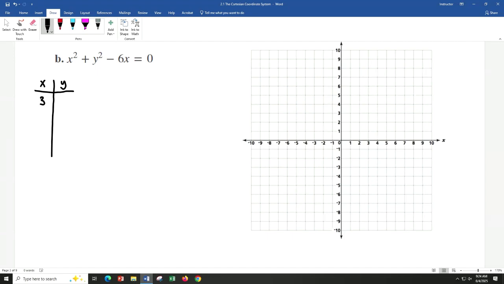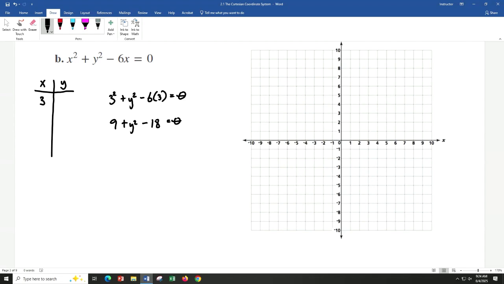Okay, I'm putting a 3 there. So let's come over here and go, okay, I've got 3 squared plus y squared minus 6 times 3 all equal to 0. Well, that's going to give me a 9 plus y squared minus 18 all equal to 0, correct? Now I've got to combine like terms, right? Okay, 9 minus 18 is going to give me what?